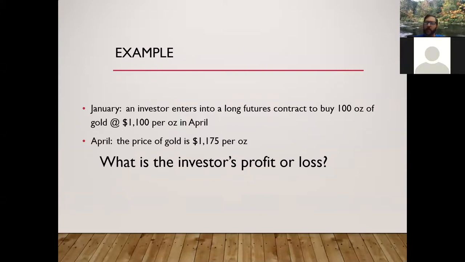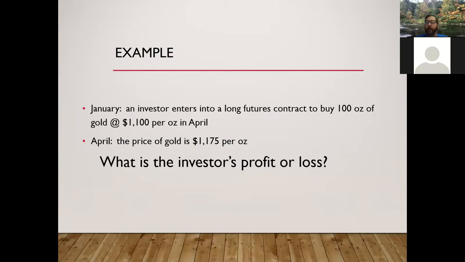And some of these problems like this, I'm not going to go through right now because we're actually going to use these for a little quiz I'm going to put up. But I just kind of want to talk through how we would do this. In January, an investor is going to go into a long futures contract. They're going to buy 100 ounces of gold. We've got this set price, and we're going to do this in April, right? So in January, I buy the contract for me to buy the actual gold in April.